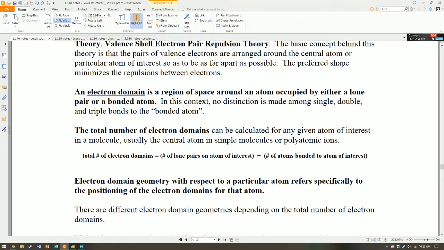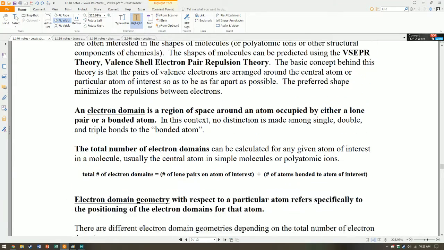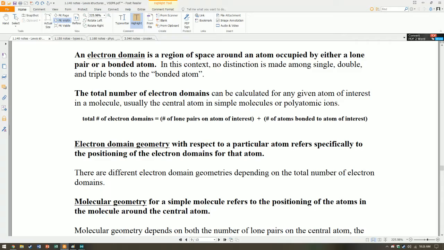So firstly, I would like to define a few terms. An electron domain is a region of space around an atom occupied by either a lone pair or a bonded atom. For the higher levels out there, I think this alternate definition would make much better sense. It's either a lone pair or a sigma bond. But we'll get to that in the higher level section. What is a sigma bond? What's a pi bond? All that stuff.